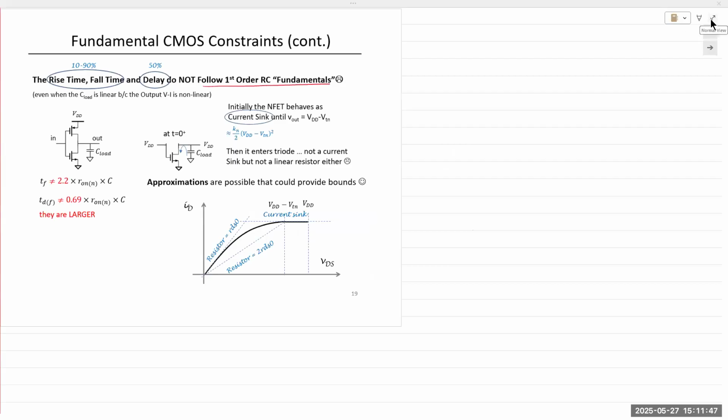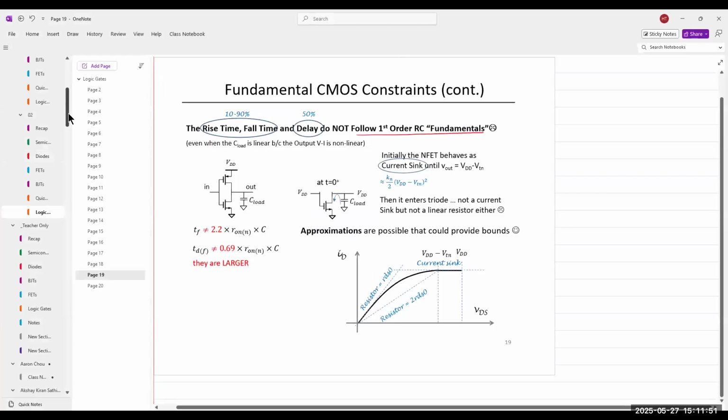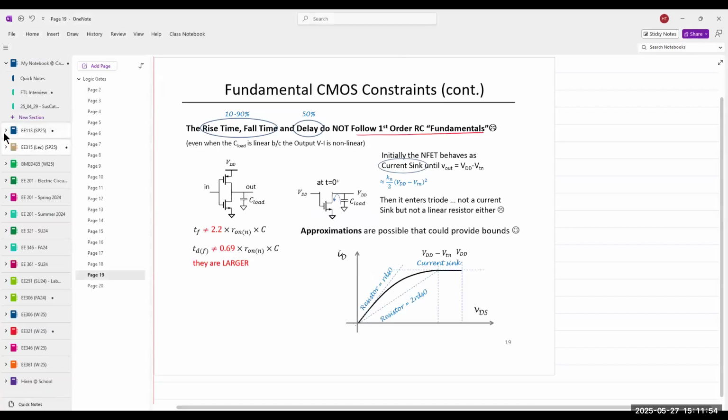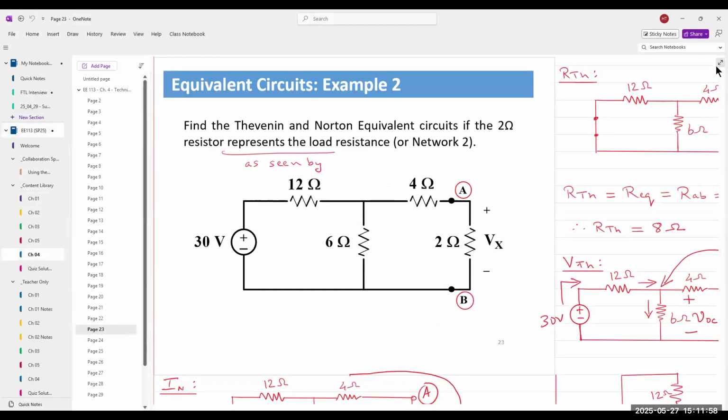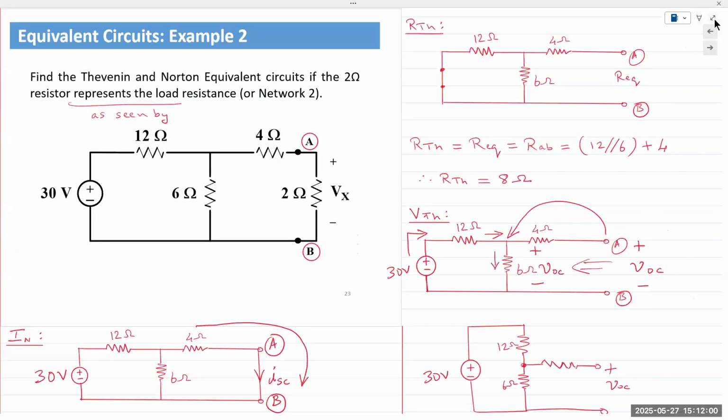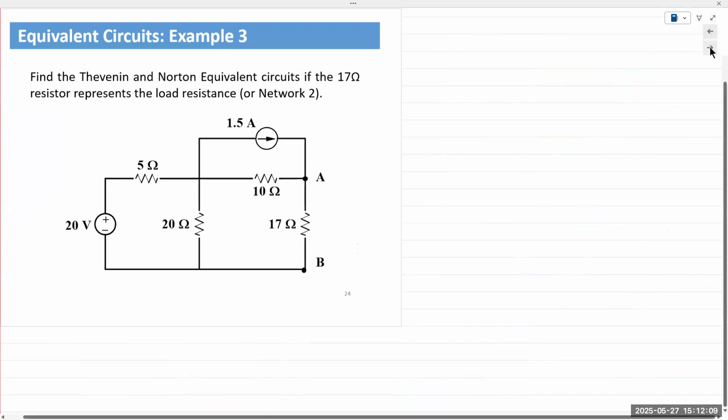And you're not studying this until 306 or 307. So let's go up top. 113. All right. Equivalent circuits, example 2. Any questions so far about anything we have done? Okay. All right. Calculators out.